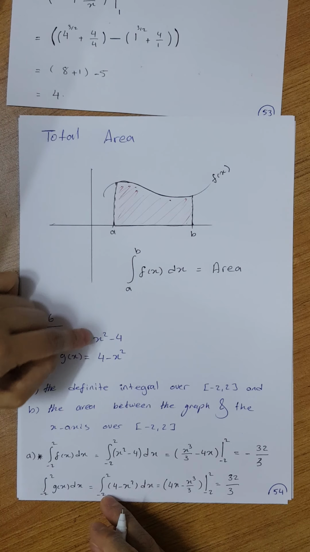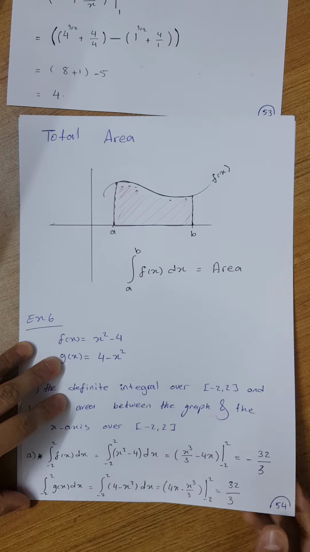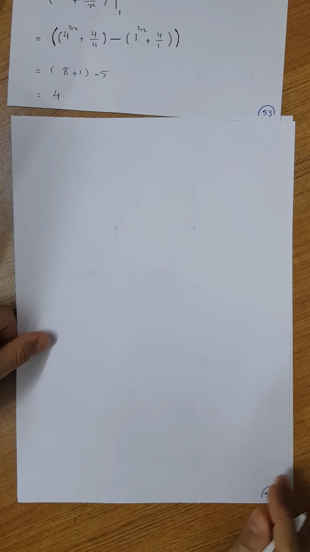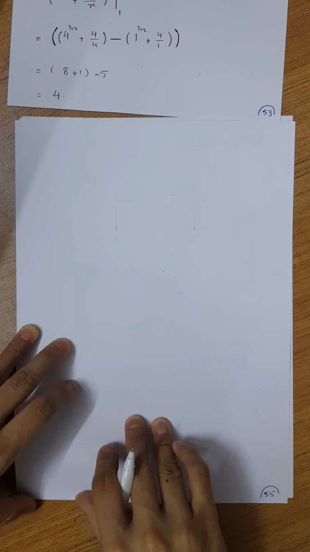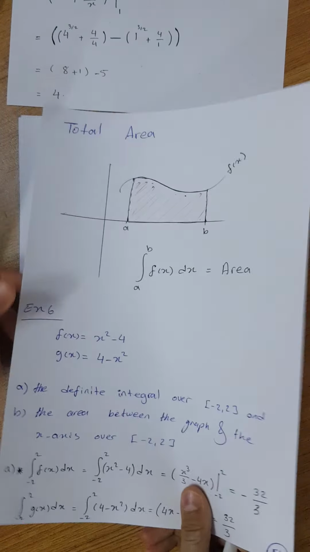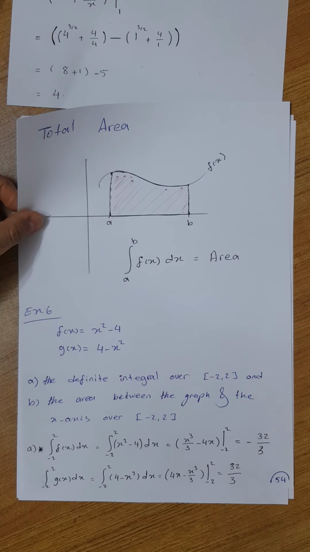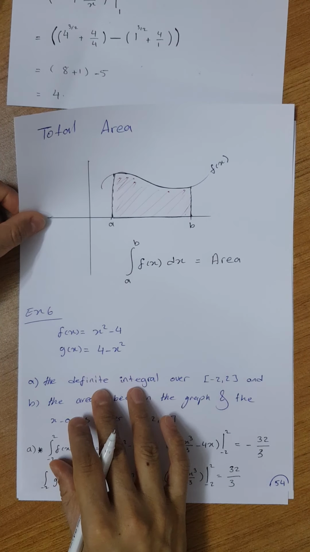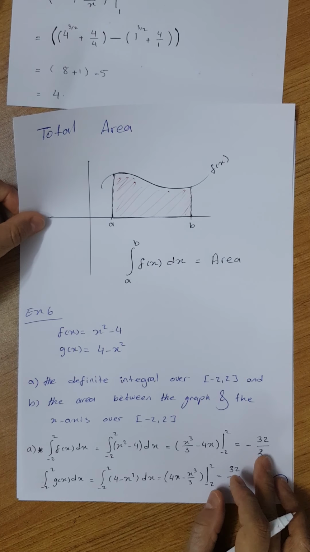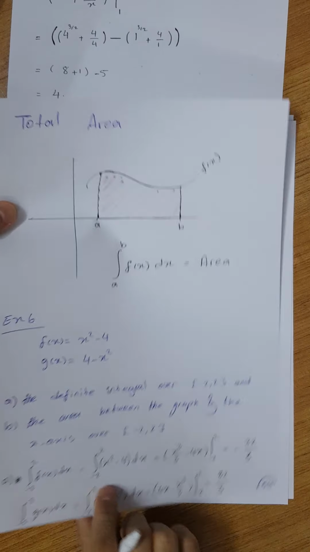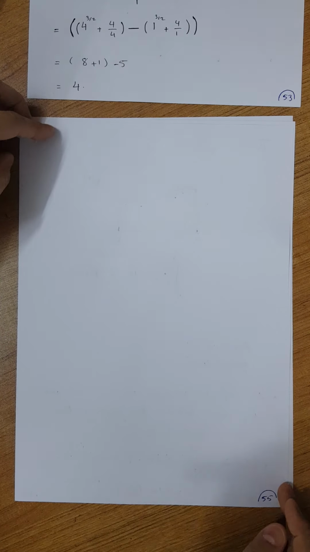If you look at this function and that function, the results are the same but differ in sign. Of course, in the first part it is not required from you to say why this is negative 32 over 3 and why this one is 32 over 3. It's just saying find the definite integration. So the definite integration of f is negative 32 over 3, and the definite integration of g is equal to the positive of that number.